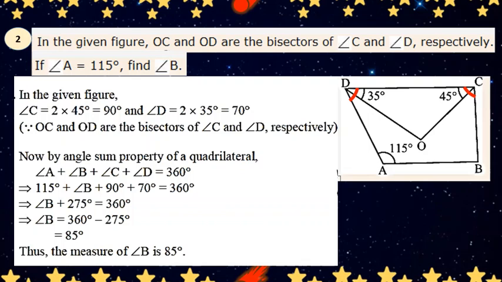So we have to now use the angle sum property once again. Angle A plus angle B plus angle C plus angle D is equal to 360 degrees. Angle A is 115, angle B is not known, angle C is 90 degrees, angle D is 70 degrees. Add all, we should get 360, no? Angle A 115, angle B, angle C, angle D. So find angle B. That comes out as 85. Okay, I hope I am clear.